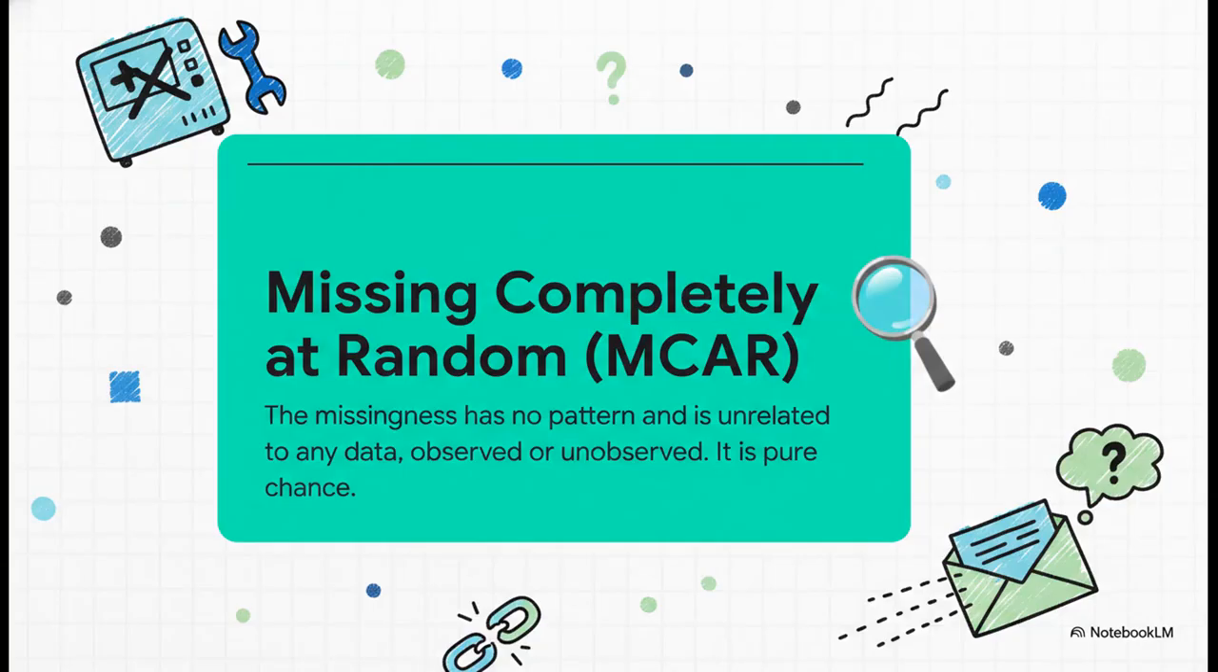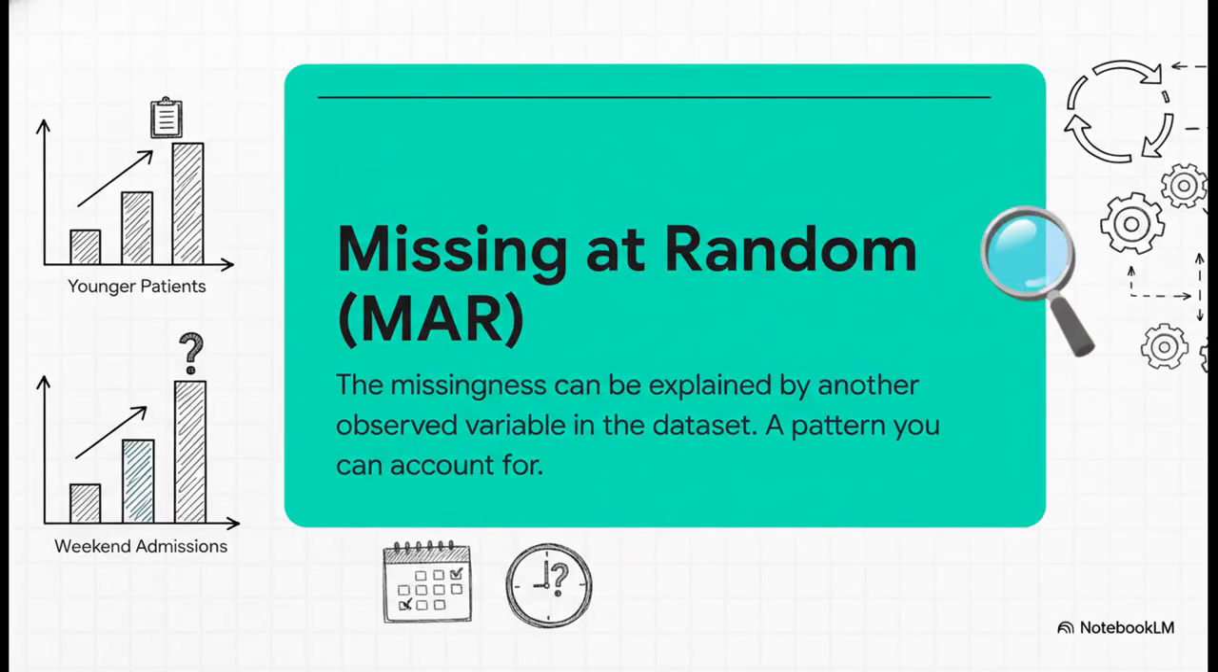So, the first one is called Missing Completely at Random, or MCAR. And honestly, it's the simplest one to understand. It means the data is missing just because of pure random chance. It has nothing to do with anything else. Think about it. A lab machine goes down for an afternoon, or a batch of paper survey forms gets misplaced. The fact that that data is missing, it tells you absolutely nothing meaningful about the patient or their condition. It's just bad luck.